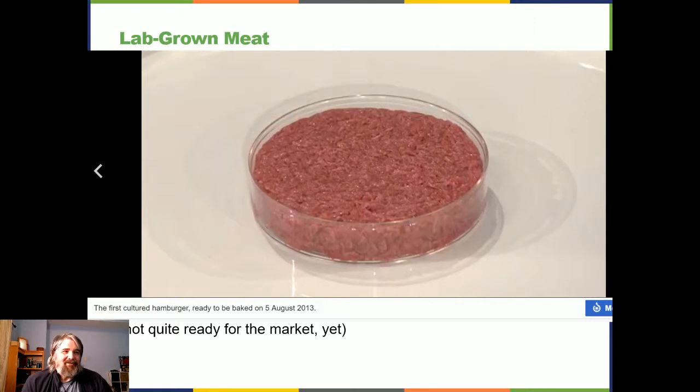Because obviously branding matters, right? And I mean, it does. If you say lab-grown meat, people are going to avoid it.